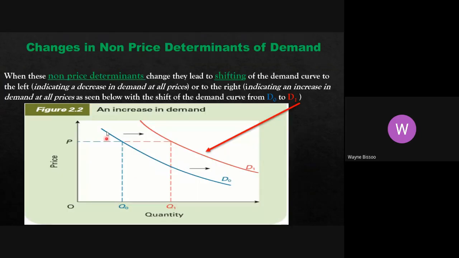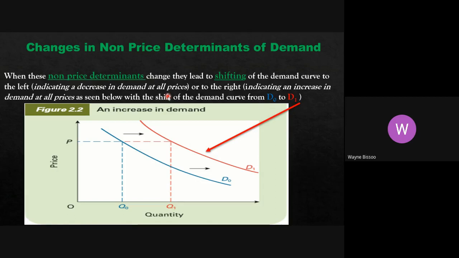So this is where you would have a demand curve shifting either to the right, which means it's increased in demand at all prices, or it will shift to the left, which means it is decreased in demand at all prices. All right. So whenever there's a change in those non-price determinants of demand, they lead to shifting of the demand curves.